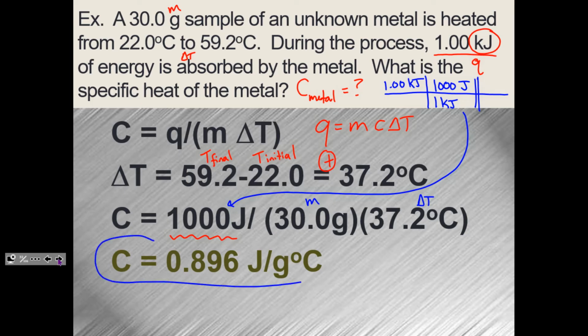Now, I could take this and I could actually look it up in a chart. And what I might find is an element, some sort of alloy. We know it's a metal. And I can actually identify it. So we may ask you to do that on a certain question there.